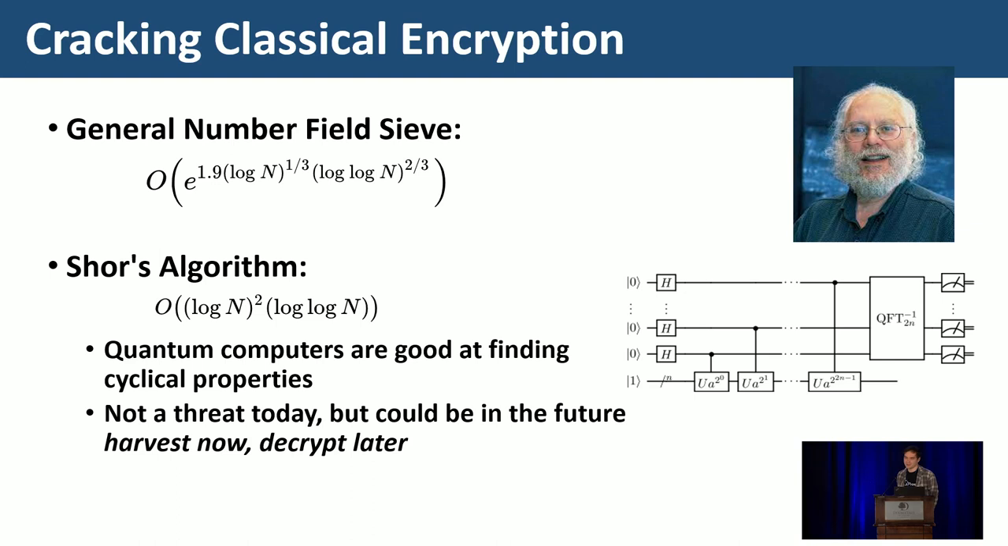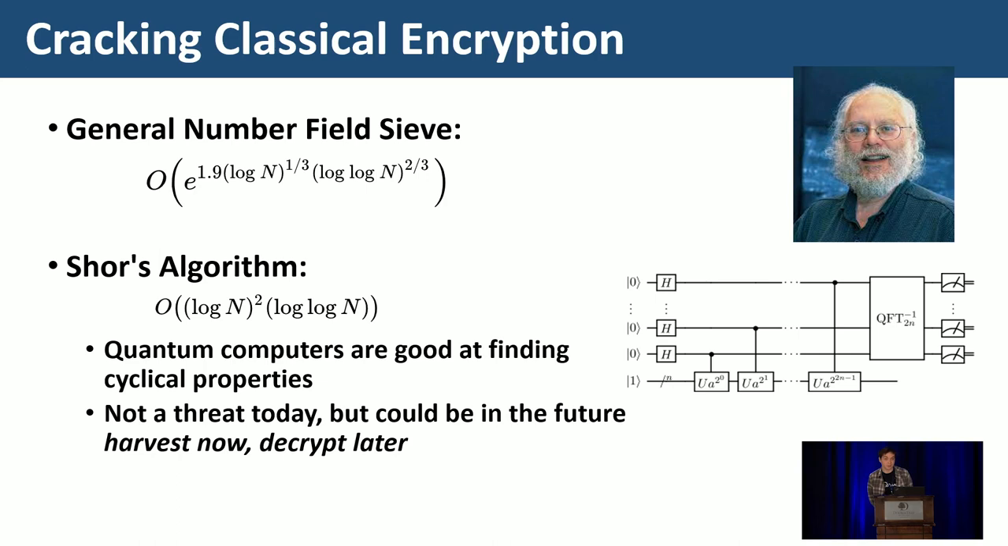And this is thanks to Shor's algorithm, which solves, for example, RSA encryption and elliptic curve cryptography in logarithmic time, basically. The top is the fastest known classical algorithm, while the bottom is the complexity of Shor's algorithm. Quantum computers aren't at the size needed to run Shor's algorithm, but the threat is that if you store data now, harvest now, then in the future perhaps you could decrypt later and figure out some of those secret computations that we were doing today.